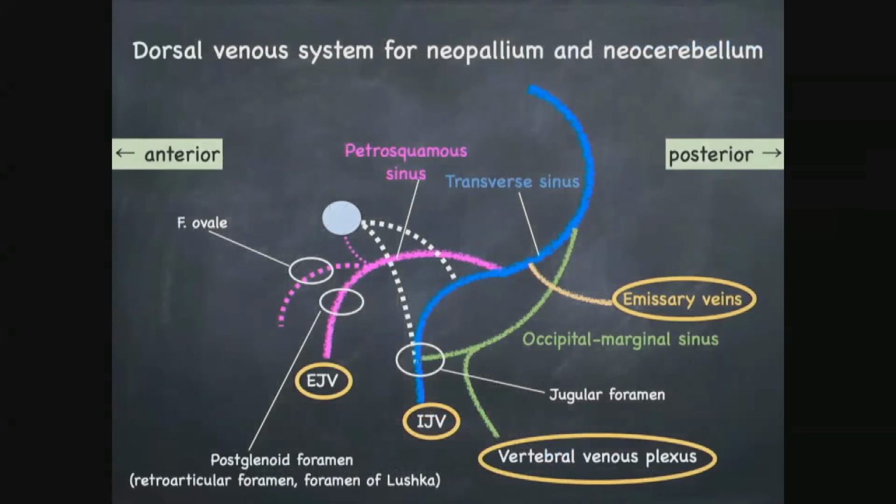This is a general illustration of the dorsal venous system. The dorsal venous system consists of the superior sinus and transverse sinus. Then it can go to the external jugular or internal jugular or vertebral venous system through emissary veins.